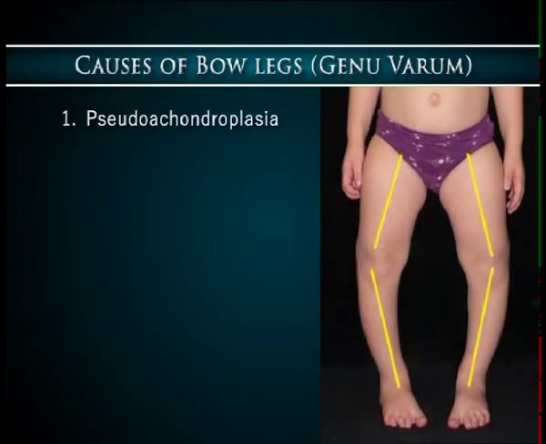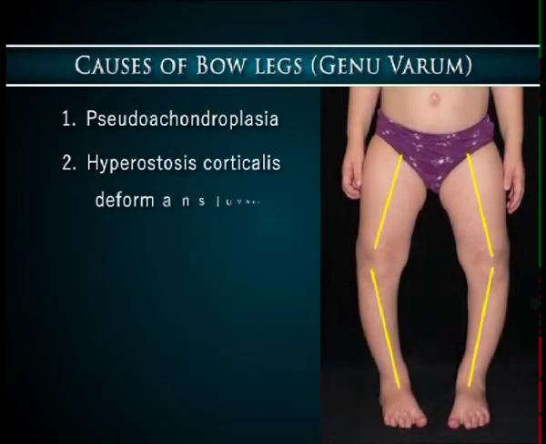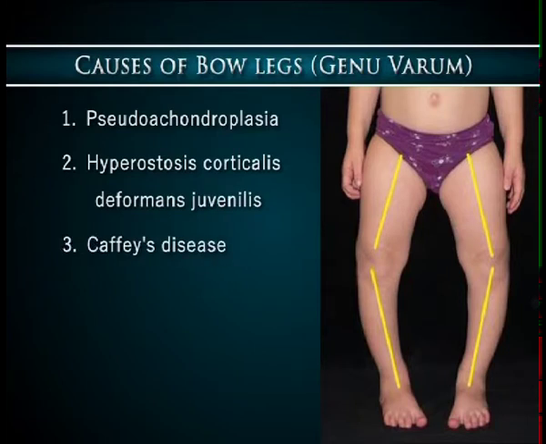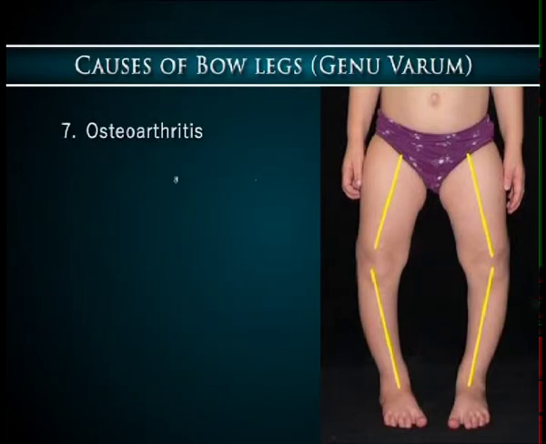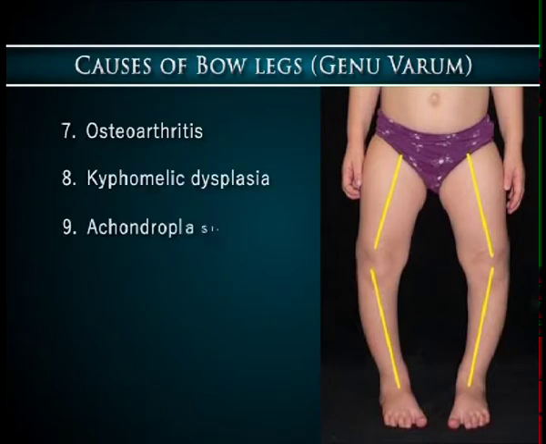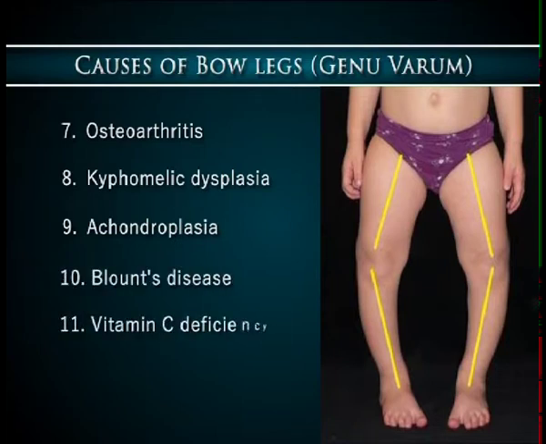A few disorders possible, medical disorder which can lead to GENU VARUM in the body of the patient may include: first one, pseudochondroplasia; second one, hyperostosis corticalis deformans juvenilis; third one, KYPHOSIS; fourth one, xanthomelic dysplasia; fifth one, osteofibrous dysplasia; sixth one, osteomalacia; seventh one, osteoarthritis; eighth one, kyphomelic dysplasia; and ninth one, achondroplasia; and 10th one, Blount disease; and last one is vitamin C deficiency.